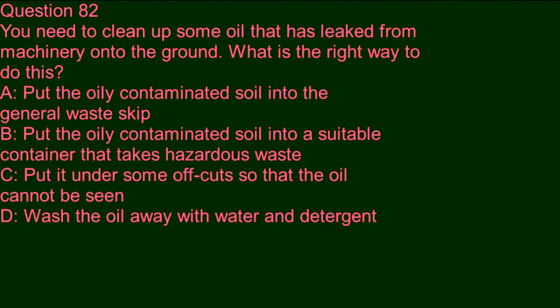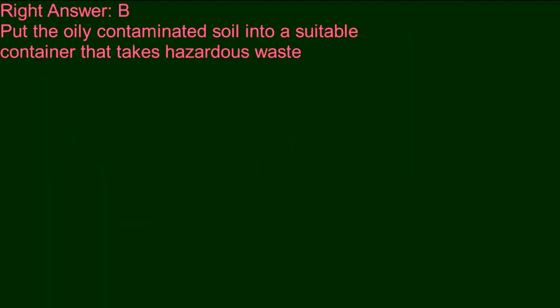Question 82. You need to clean up some oil that has leaked from machinery onto the ground. What is the right way to do this? A. Put the oily contaminated soil into the general waste skip. B. Put the oily contaminated soil into a suitable container that takes hazardous waste. C. Put it under some offcuts so that the oil cannot be seen. D. Wash the oil away with water and detergent. Right answer, B. Put the oily contaminated soil into a suitable container that takes hazardous waste.